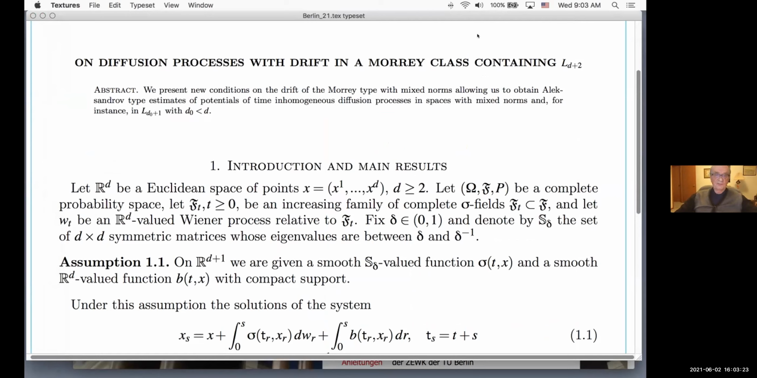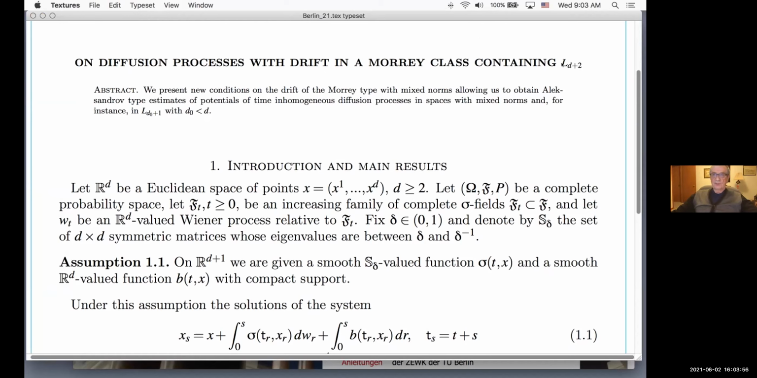I will give a talk not about stochastic partial differential equations, but about their friends. And by the way, I retired from the University of Minnesota two days ago. So I'm retired. What the talk is about is diffusion processes with drift in a Morrey class.